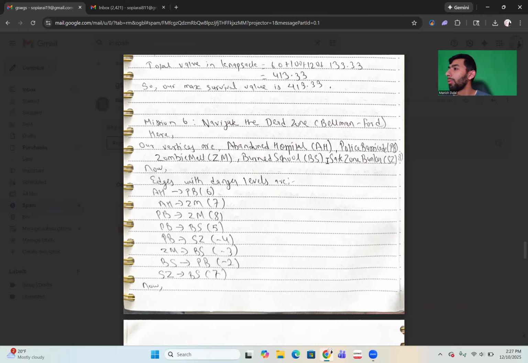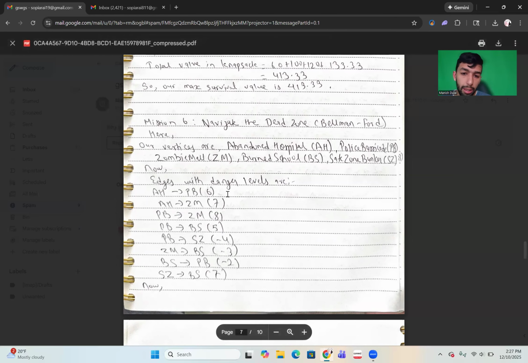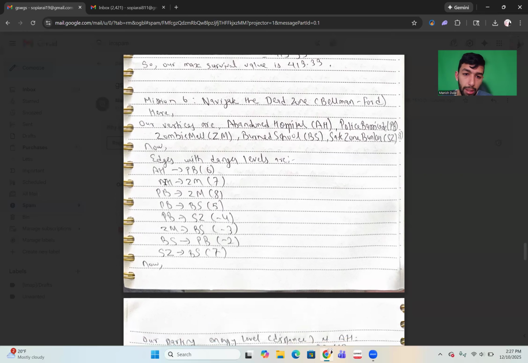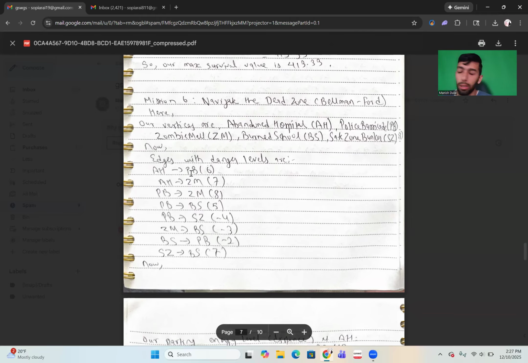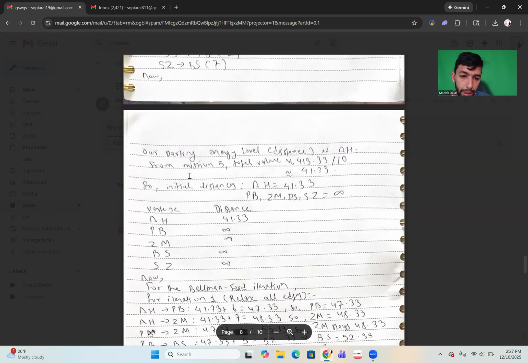What essentially we're given is that the city is crawling with zombies and we need to find the safest path to the safe zone, right? Our survivor locations are AH, which would be abandoned hospital, police barricade PB, zombie mall ZM, Born School BS, and safe zone SZ. And the roads have danger levels, which we have been given. AH to PB is 7, AH to ZM is 7, PB to ZM is 8. All of these are already given in the question, but I don't know why I'm even explaining.